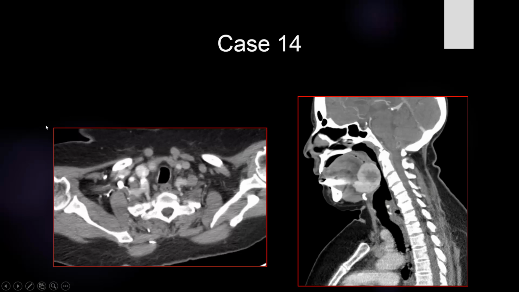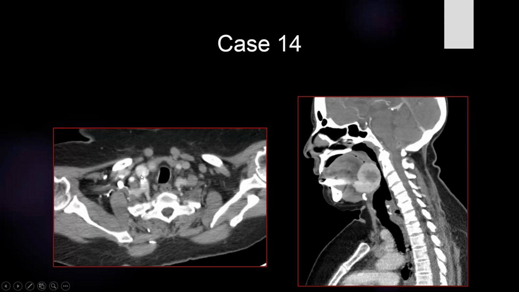Okay, in this case we can see there is a rather well-defined lesion at the base of the tongue. These lesions show a homogeneous enhancement here. For such a lesion in such a location, which is the base of the tongue, you should suspect a lingual thyroid. As we know, the thyroid is developed at the base of the tongue and descends during maturation and development.